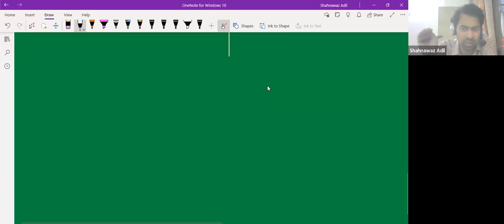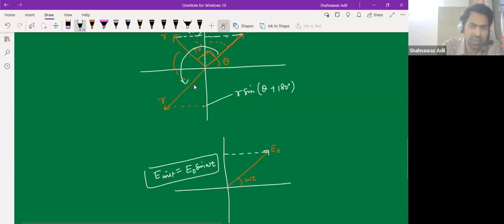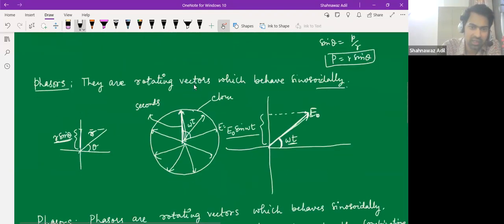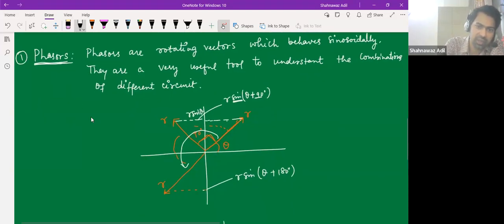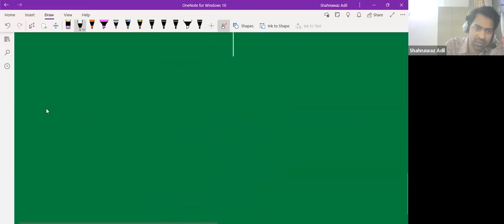Okay, then let us understand about the graphs, and then we'll talk about the different combinations of circuits. We'll talk about the resistive circuit, then the inductive circuit, then the capacitive circuit, and then we'll combine all those circuits. Before we do that, this phasor was important, right? And the second important thing to understand is the graph.